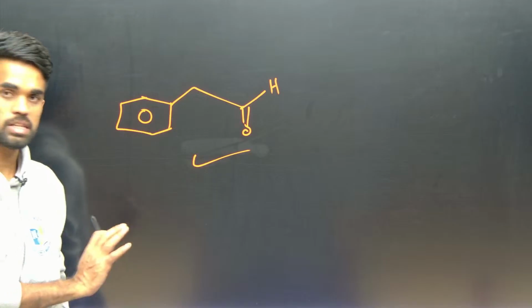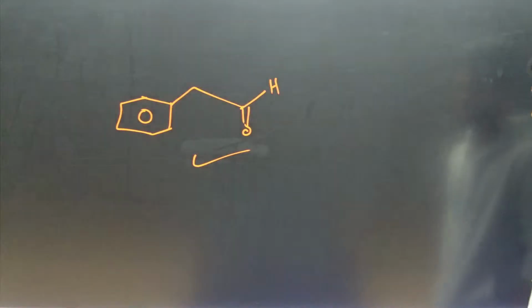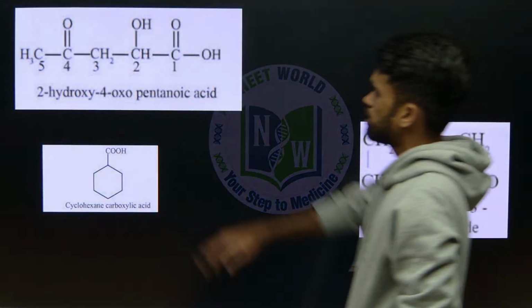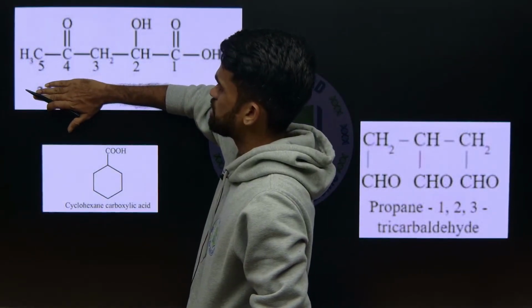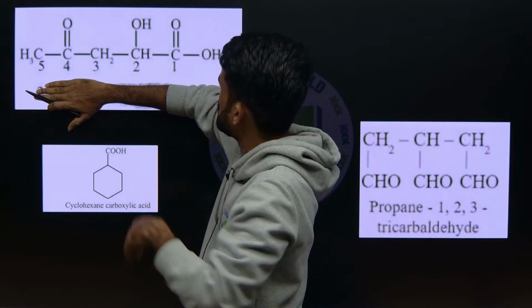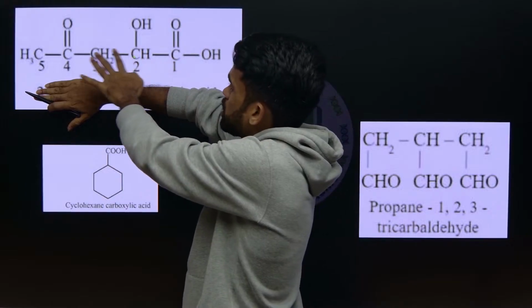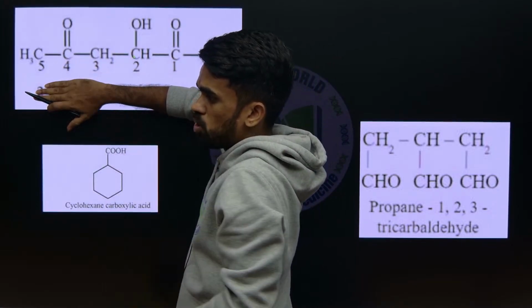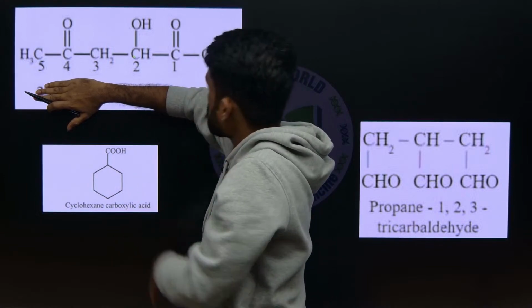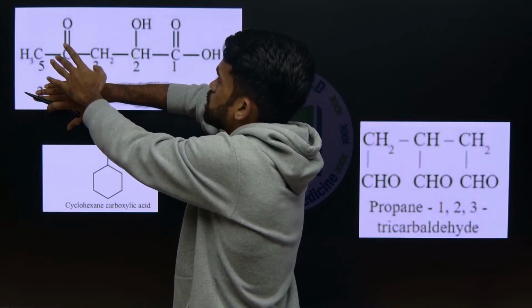In the same way you can answer me this. Try to write its IUPAC name, just cross verify yourself whether you are able to do this or not. Pause the video and try to answer these. What is the principal functional group here? Carboxylic acid, hydroxy group, ketone group. Which is more prioritized? We know carboxylic acid. So numbering should be given from carboxylic acid, from here. Now these groups are substituents.